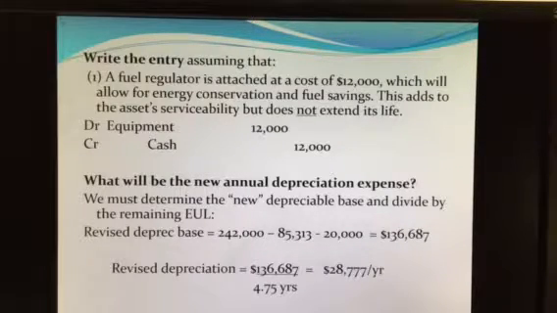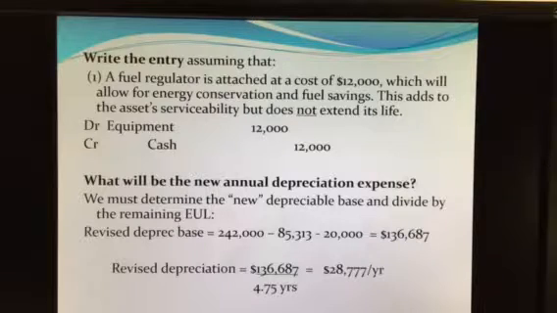So anyway, notice what we've got here. We've got the depreciable base. Now, when we first started out, that was the $210,000, $230,000 original cost, less the $20,000 of the estimated salvage value, $210,000 divided by 8, the original useful life.